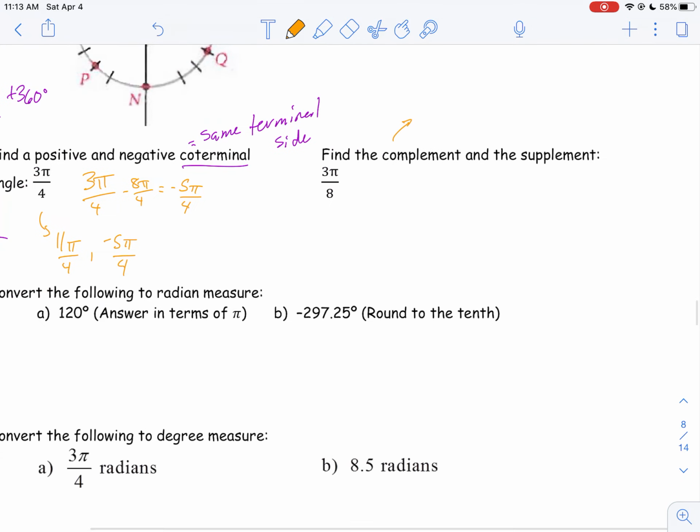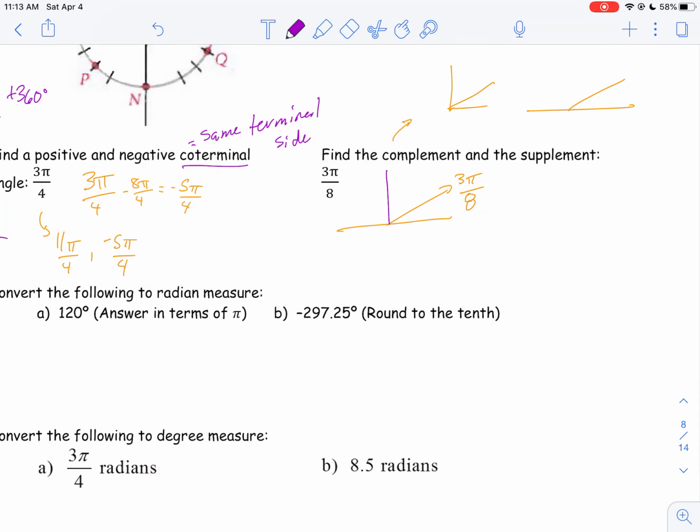I will hit the complement and supplement. Do you remember complement means corner? So two angles make up a corner. Supplement, straight line. Two angles make up a straight line. So 3 pi over 8, we could sketch that. I'm not going to worry too much about exactly where it is. It's a small angle, less than pi over 2. I'm thinking 4 pi over 8 would be straight up and down, so actually my angle's not in a very good spot. Should be more vertical, but we can live with it.